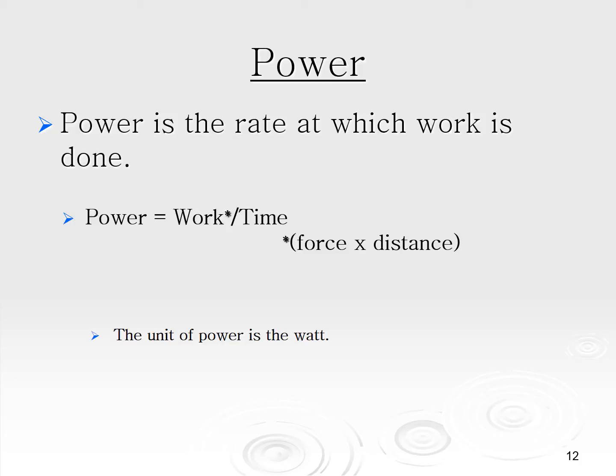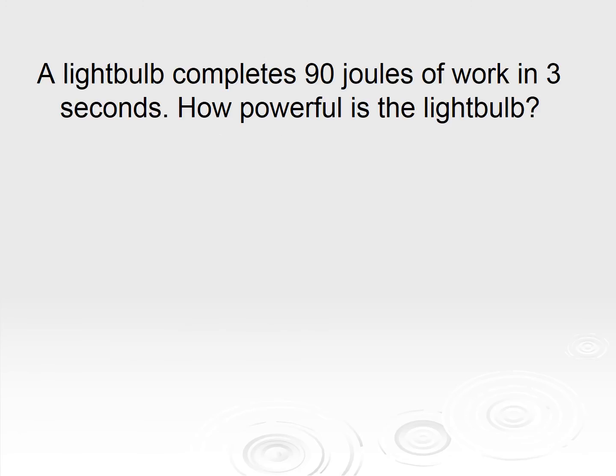So if you hear watts in your daily life, it's usually with a light bulb. And it's because light bulbs are actually doing work. They're moving electrons and they're moving them over a certain period of time. So a 60-watt light bulb does 60 joules of work every second, hence 60 watts. Let's go ahead and practice that.